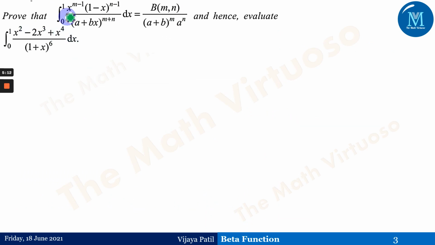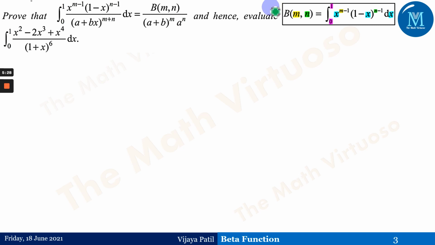Second is, prove that integration from 0 to 1 of x to the power m minus 1, 1 minus x to the power n minus 1 upon (a plus bx) to the power m plus n dx is equal to this identity, and hence the deduction part. So the same way we have to do it. This is the definition of the beta function, and accordingly we need to take it. If you observe here, we already have 0 to 1. In this 0 to 1 we have to bring 1 minus the variable into the picture.